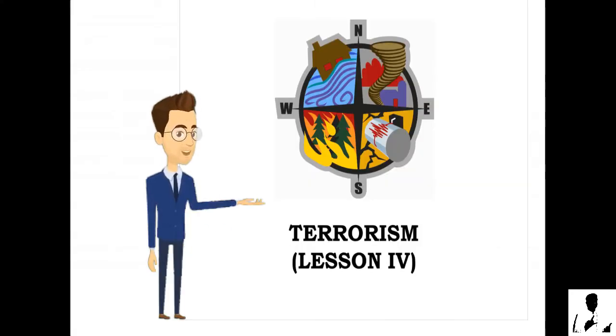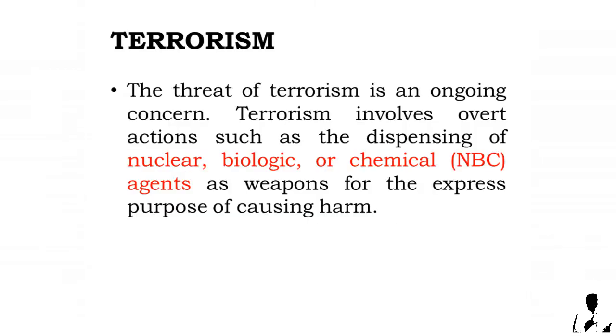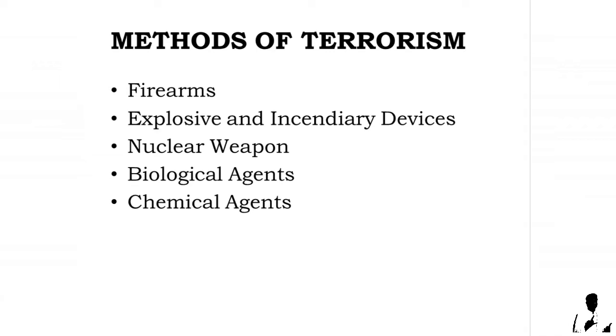Lesson 4. Terrorism. The threat of terrorism is an ongoing concern. Terrorism involves overt actions such as the dispensing of nuclear, biologic, or chemical agents as weapons for the express purpose of causing harm. Methods of terrorism are as follows: firearms, explosive and incendiary devices, nuclear weapon, biological agents, and chemical agents.